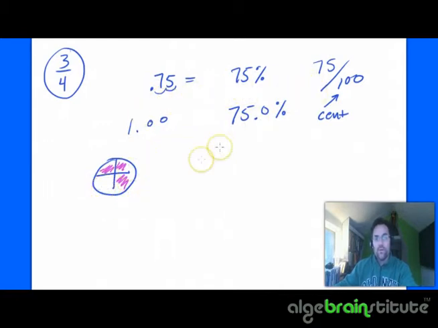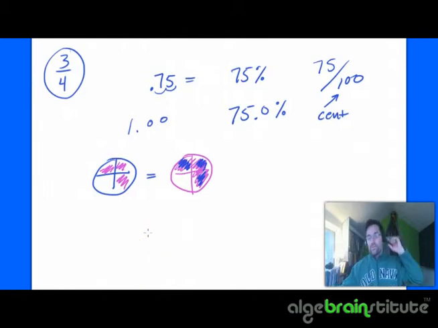So another way we could write that is we could draw that same pie and slice it into 100 pieces. And if we slice it into 100 even pieces, which you can feel free to do on your own time, and we color in 75 of them, it will look exactly the same. We'll see that we have the same amount of pie as we had here. These are equal, right? Alright, so that's the relationship between percent, decimal and fraction.